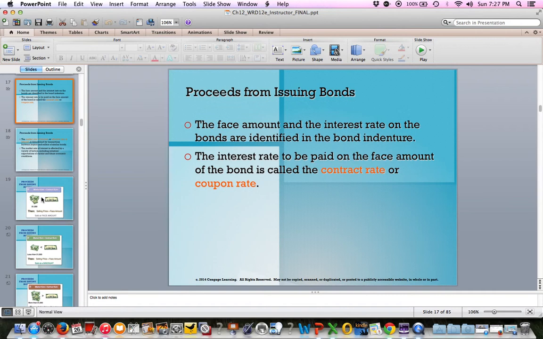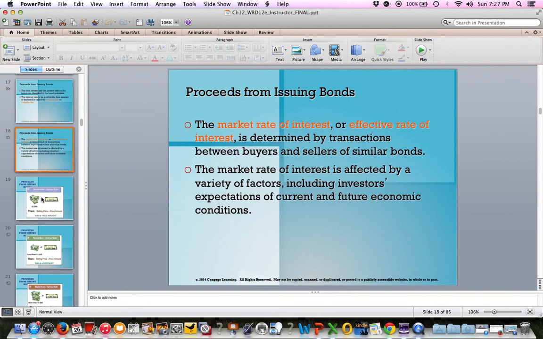The face amount and the interest rate on the bonds are identified in the bond indenture, which is basically what is stated on the contract. That would be your contract rate or coupon rate. It's printed on the actual bond certificate, the contract rate, also called the coupon rate. The market rate of interest is essentially the effective rate of interest. It's determined by transactions between buyers and sellers of similar bonds.